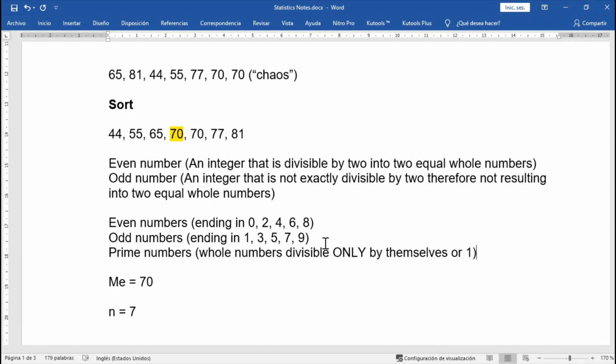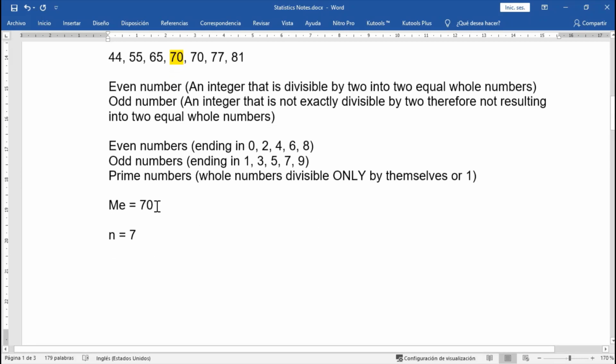For example, 1, 3, 5, 7, 11, not 9, right? Because 9 can be divided by 3. 13, not 15, because 15 can be divided by 5 or by 3. 17, and so on. So let's go back.